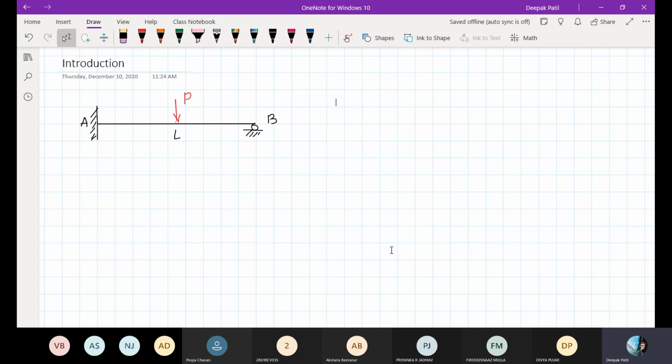I will start with this. Now you can see here, this is a propped cantilever beam. Why do we call it a propped cantilever? Because one end is fixed and the other end is roller. Is it an indeterminate structure or a determinate structure? Can anybody tell me?